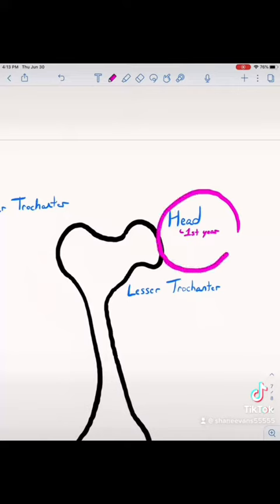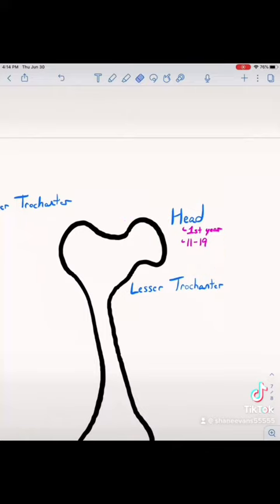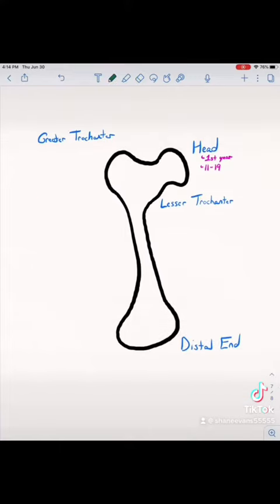Then we're going to draw a 9. And this is going to help us remember the secondary ossification center of the head. You're also going to draw these two lines because it aligns with the head of the femur and the 9. And that's going to represent 11 and 19. That's all we have for the head.